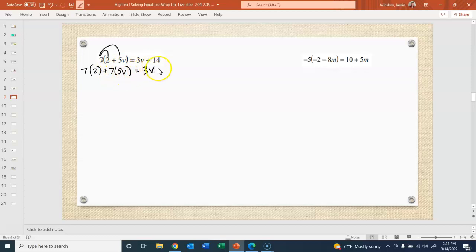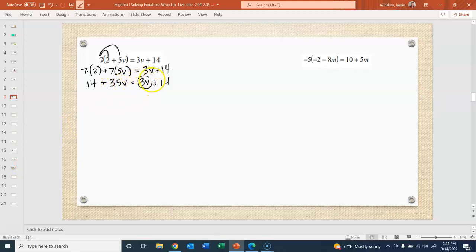And I'll just bring this over. That's looking a little better. Now we can just go ahead and do PEMDAS or GEMDAS, right? Multiplication first. 7 times 2 is 14. 7 times 5v is 35v. And then we are going to combine like terms. So we want to get all the v's together and all the numbers together.